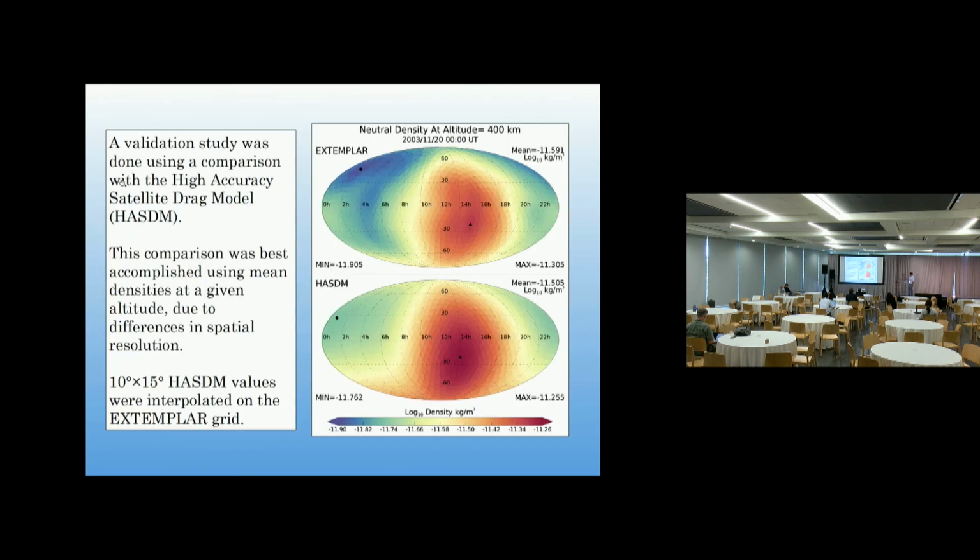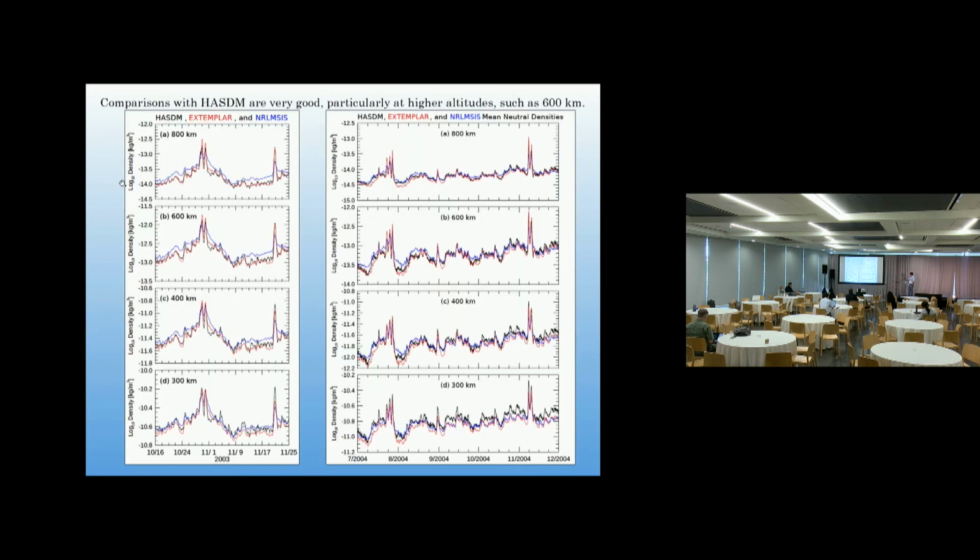And so in this particular case, like I said, although here he calls it a validation study, we are doing a comparison of the EXTEMPLAR model with the HASDM model, and we interpolate the HASDM grid, 10 by 15 resolution, to the EXTEMPLAR grid, which is the 1620 cells, to do this comparison.